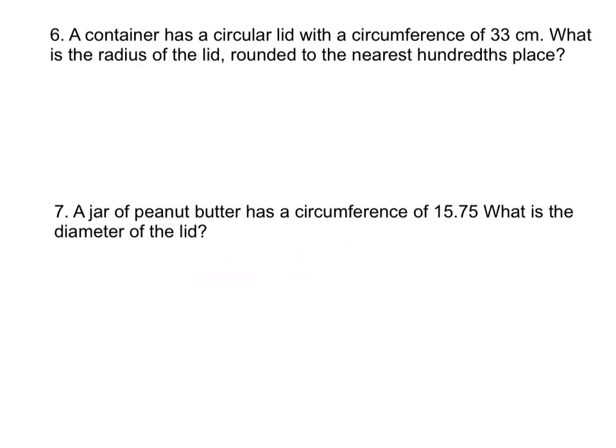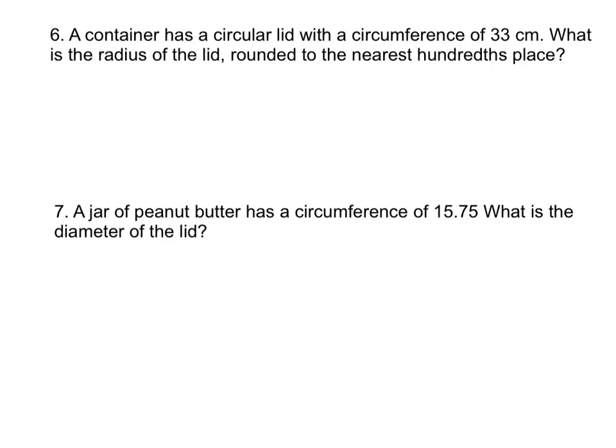All right, so next we're moving into the word problems. Go ahead and write your circumference, figure out which number you're given, plug it into the formula, and solve. So number 6 says a container has a circular lid with a circumference of 33 centimeters. What is the radius of the lid rounded to the nearest hundredths place?